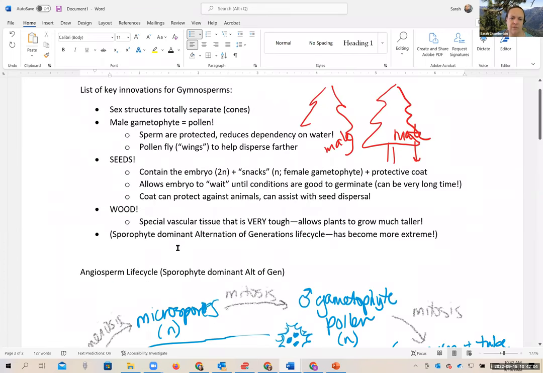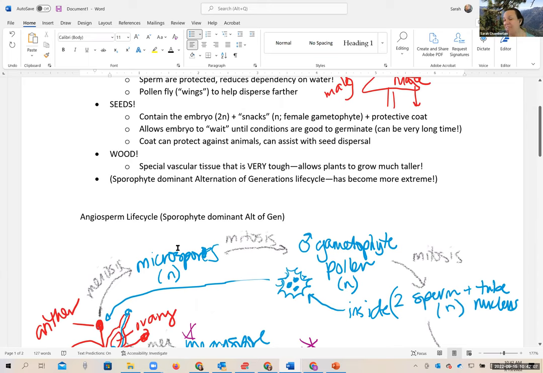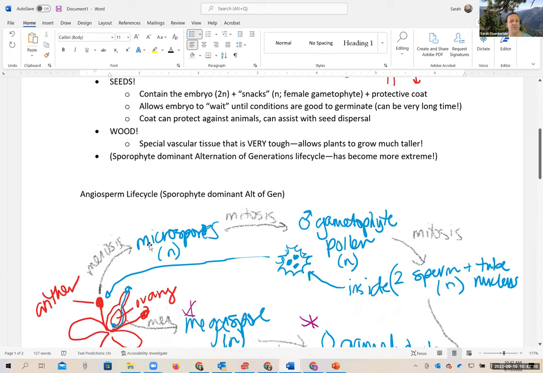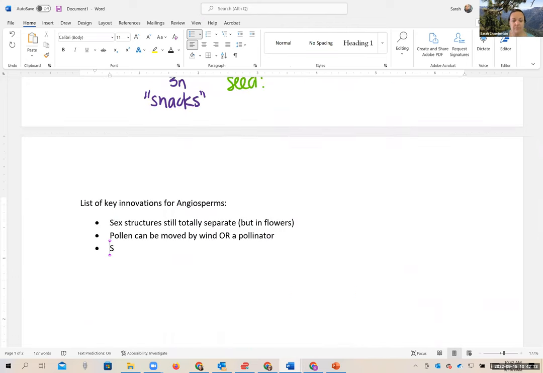Okay. What else? We still have seeds, but our seeds are a little bit different. How are our seeds different now? They'll turn into fruit. Well, it's not the seed that turns into the fruit. The ovary turns into fruit. We'll come back to that in a second. But how is the content of the seed different? So remember, the seed is made up of three things. It's made up of an embryo, some nutritive tissue, snacks, and a seed coat. So how is the seed of an angiosperm different from the seed of a gymnosperm? The nutritive tissue is different now.